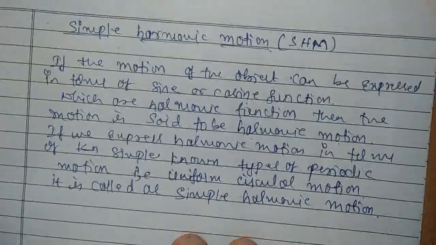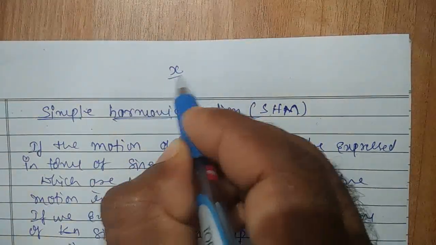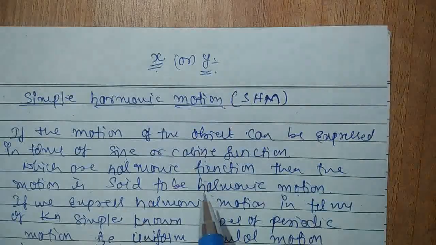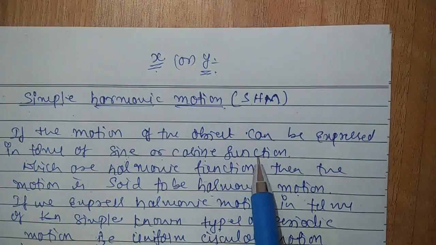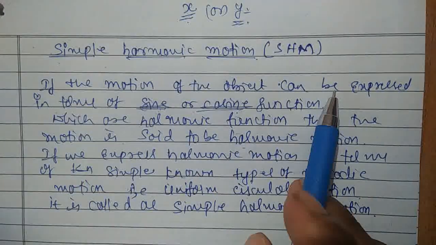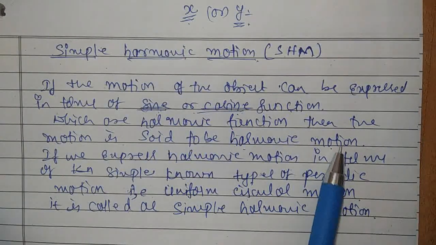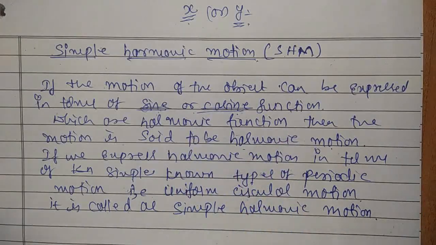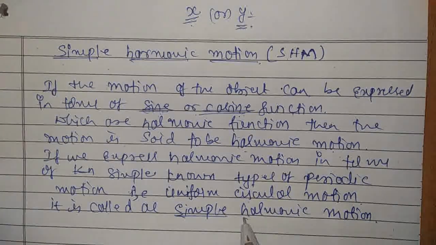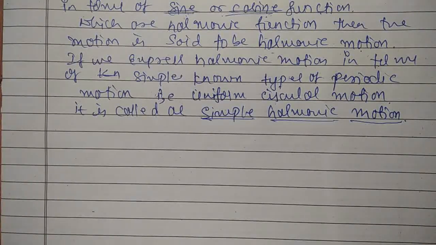Simple harmonic motion. We will repeat it once again. If any motion is taking place, you will represent the motion of the body in terms of x or y, correct? If you are able to express this x or y in terms of sine function or cosine function, which are nothing but harmonic functions, then such a motion is said to be harmonic motion. Now if you are able to express the harmonic motion in the simplest form of periodic motion, then that becomes your simple harmonic motion. Understood? So this is what we call simple harmonic motion, to understand.